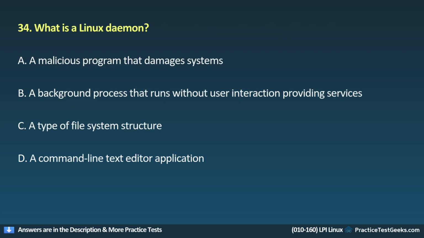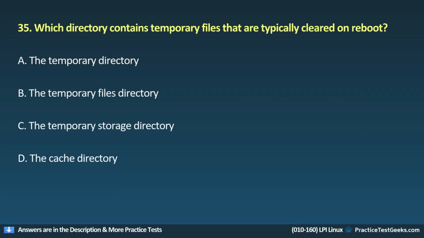34. What is a Linux daemon? A. A malicious program that damages systems. B. A background process that runs without user interaction providing services. C. A type of file system structure. D. A command line text editor application.